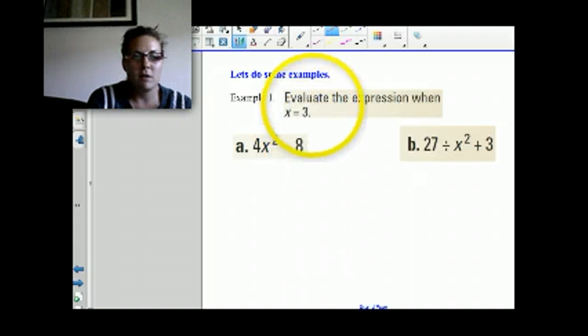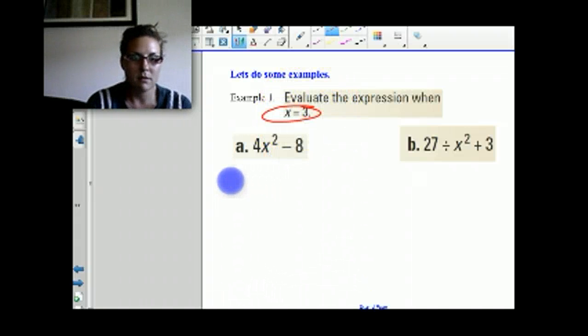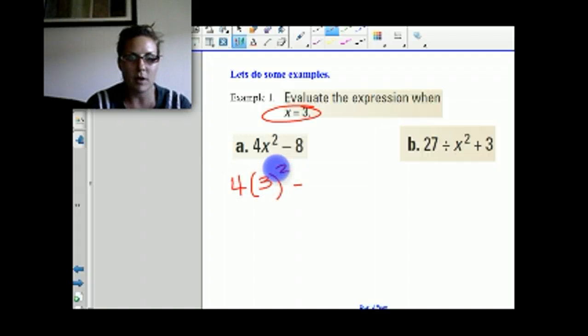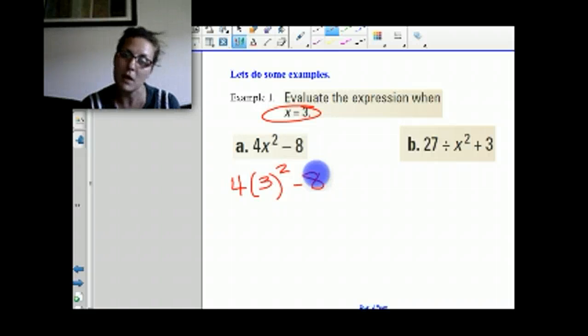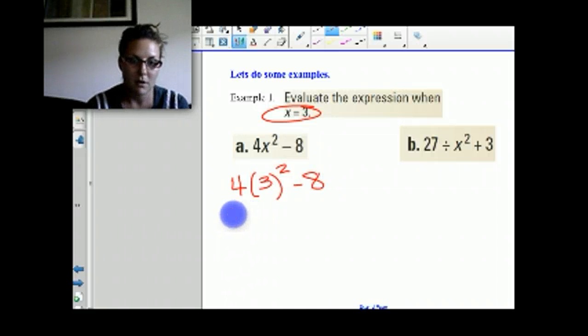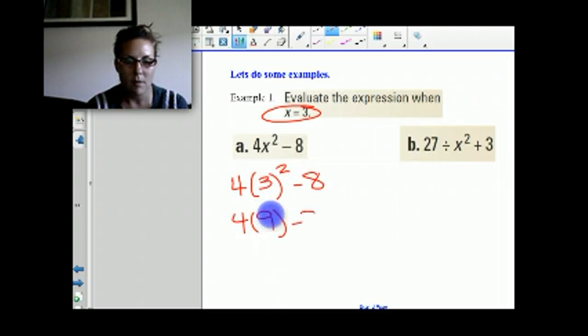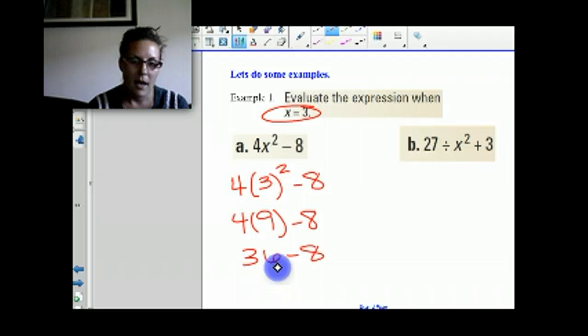First one, we have to evaluate when x equals 3. So we substitute the 3 in, and always use parentheses when you're substituting, just to make sure you don't lose track of your negatives. So we end up with 4 times, we do our exponents first. 3 squared is 9, minus 8. We get 4 times 9 is 36, minus 8, and our final answer is 28.